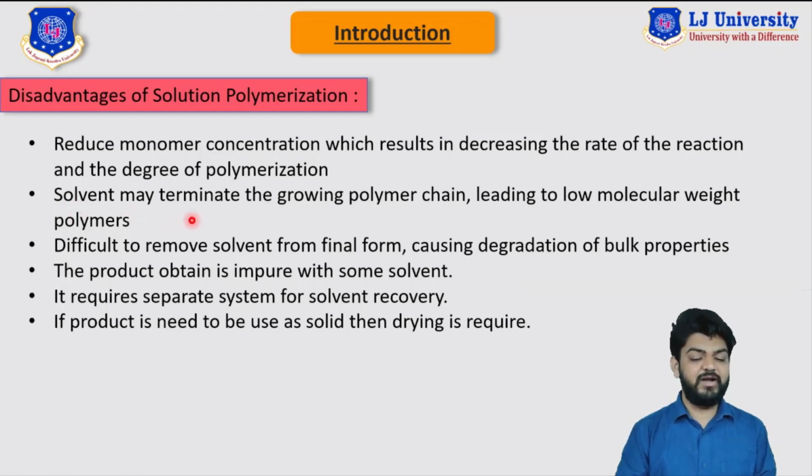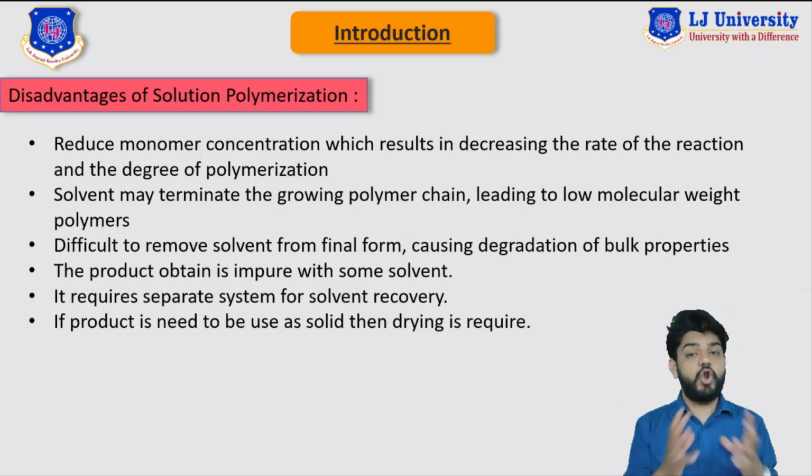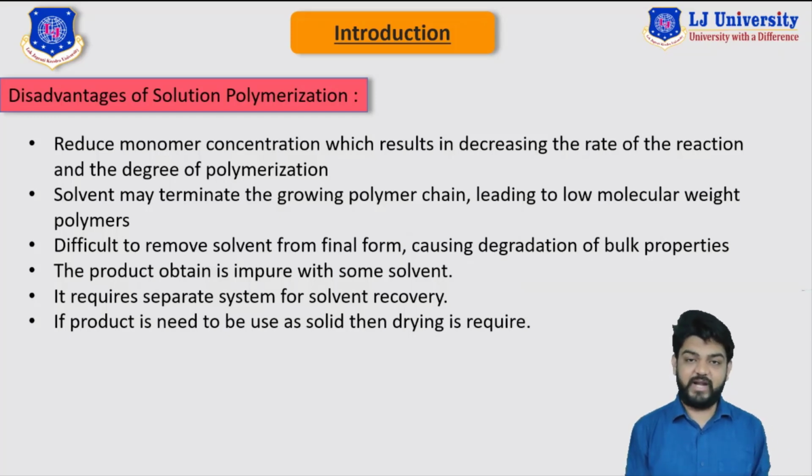Now, this solvent may terminate the growing polymerization chain, which leads to a lower molecular weight polymer. So, with the help of the solution polymerization technique, we can only produce polymer of low molecular weight, because the chosen solvent can easily terminate the long chain of the polymer. In simple words, we can say that this long chain of the polymer will easily break and it will arrest the polymerization reaction, right? So the solvent acts as the terminator, or we can say that the solvent acts as an inhibitor in this polymerization reaction.